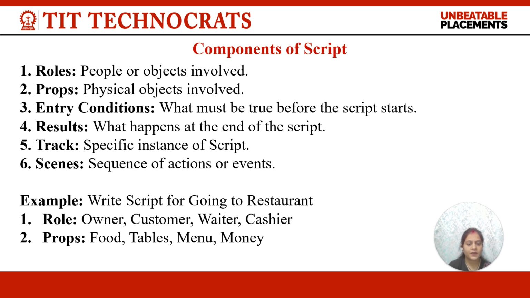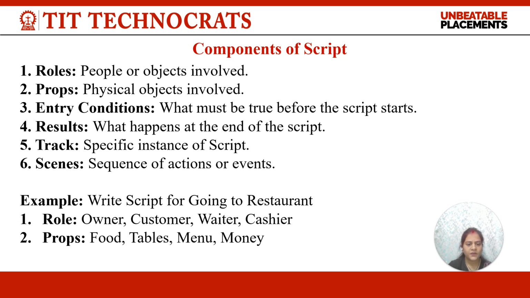Now, every script has some main components. Roles: these are the people or objects involved in the situation. Props: the physical objects that are used in the scene. Conditions: what must be true before the script starts. Results: what happens after the script ends. Track: the specific instance or setting of the script. Scenes: the sequence of actions or events that occur.